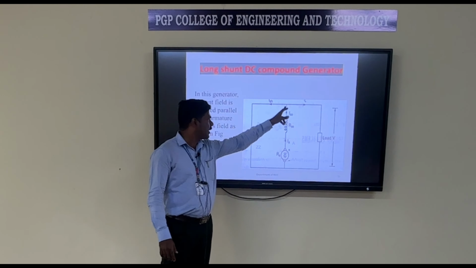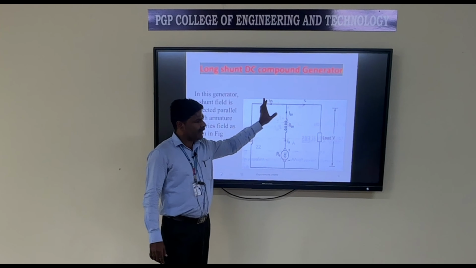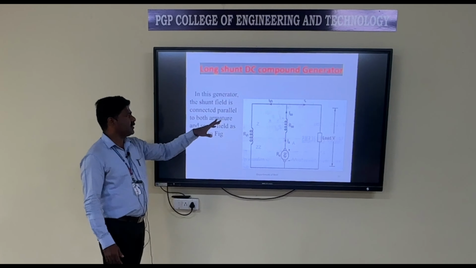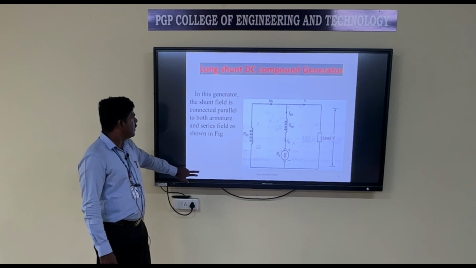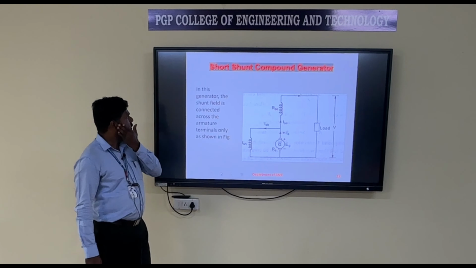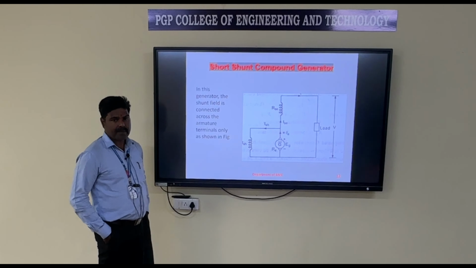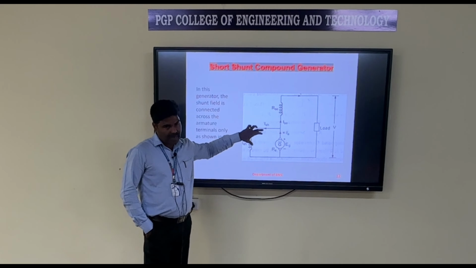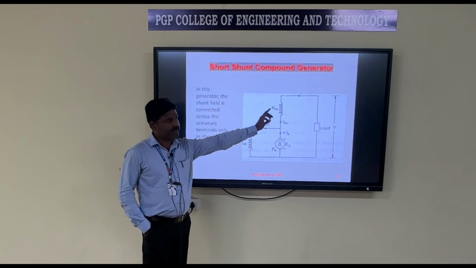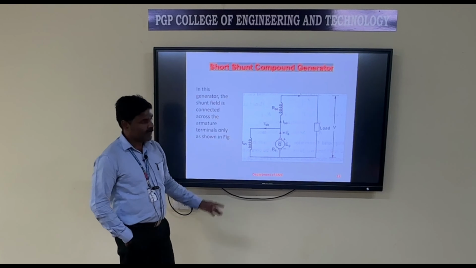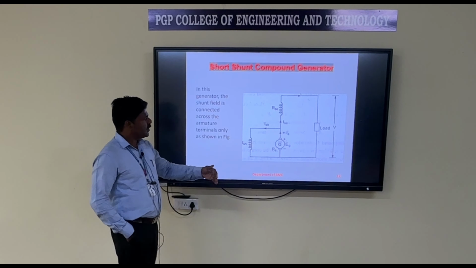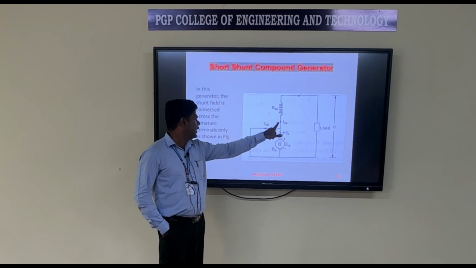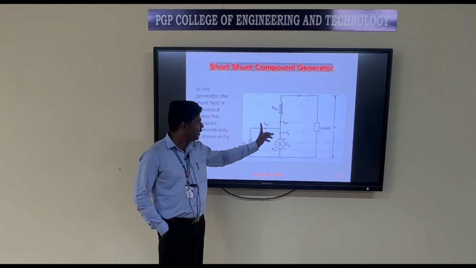Here also the circuit is divided, therefore this armature current IA is divided into two parts, that is ISH and IL. Here IA is equal to ISH plus IL. Next one is short shunt compound generator. Here the shunt field winding that is connected in parallel with armature winding, and this combination is connected in series with the series field winding. This is known as short shunt compound generator. Here also this armature current is divided into two parts, that is IA is equal to ISC plus ISH.